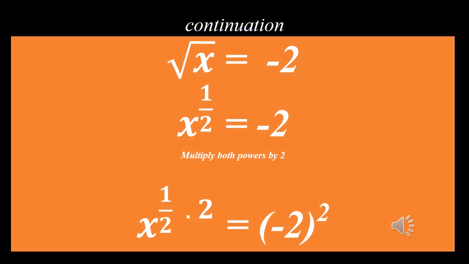So we have root of x equals minus 2 because the bases are now equal. So we have root of x equals minus 2. And root of x is the same thing as x raised to power half, which is equal to minus 2. So if we multiply both powers by 2, we have x raised to power 1 over 2 times 2 equals minus 2 raised to power 2.